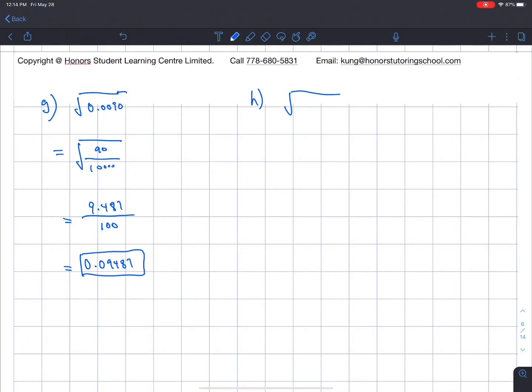H, the square root of 0.0009. This is the square root of 9 over 1 with 4 zeros. The square root of 9 is 3. The square root of 1 with 4 zeros is 100. 3 over 100 is 0.03. Okay, so that's it for question 4. I'll see you in question 5.